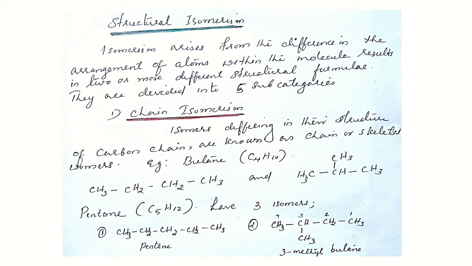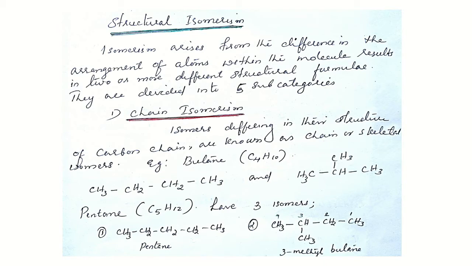So structural isomerism. Before that, we should know what isomerism is. What is isomerism? It's a phenomenon where two or more molecules have the same molecular formula but a different structural arrangement. That phenomenon is known as isomerism, and the different structural compounds or arrangements are known as isomers. So what is structural isomerism? That is, the isomerism arises due to the difference in the arrangement of atoms within the molecule.